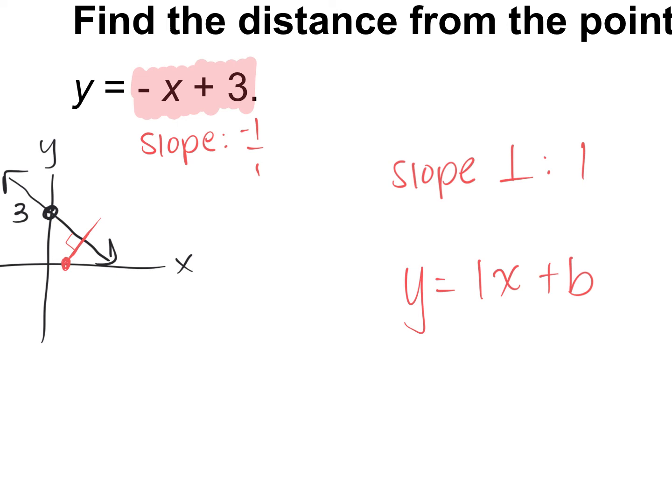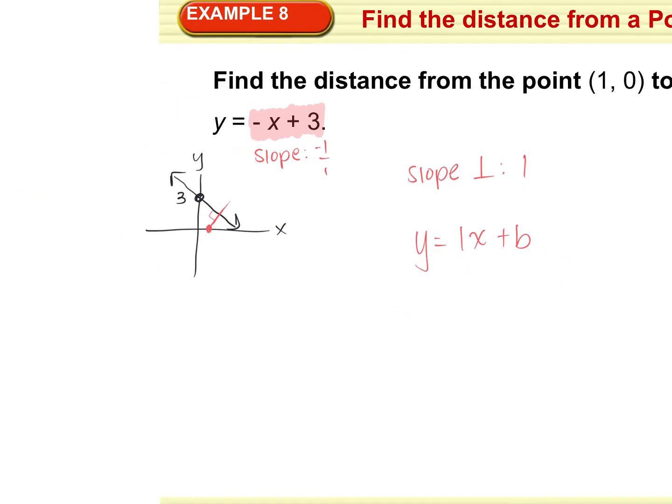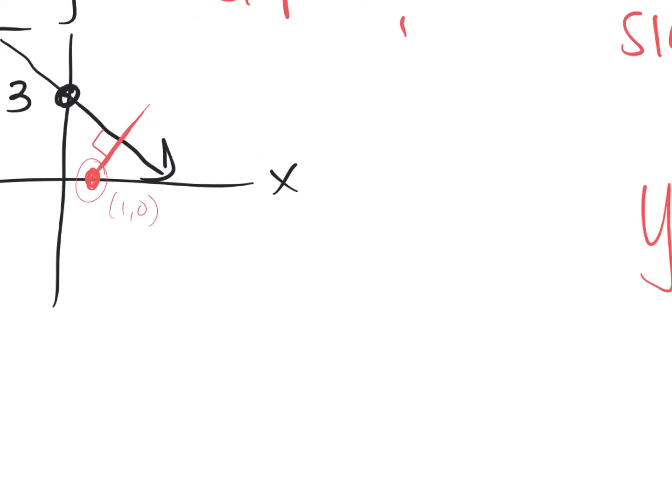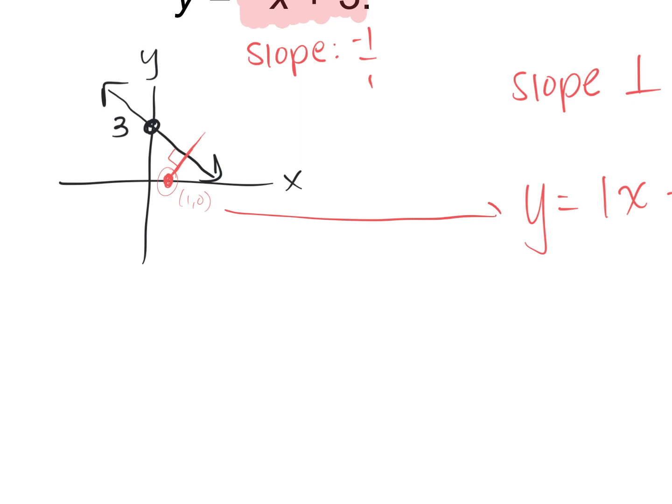Are we good with this part? This segment, right? This line. What is one of the points that I know this line is going to go through? What is one point that I know this red line has to go through? 1 comma 0. Do you guys agree this line has to go through this point? And this point was 1 comma 0? So we're going to use this point in our equation and figure out the equation of the line, okay?